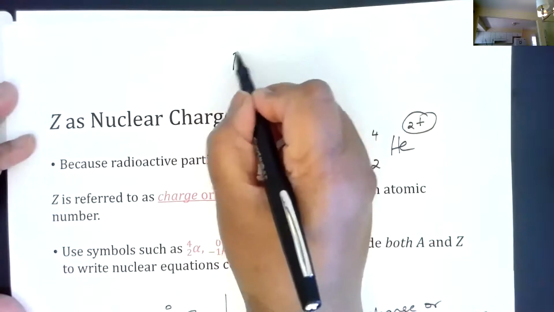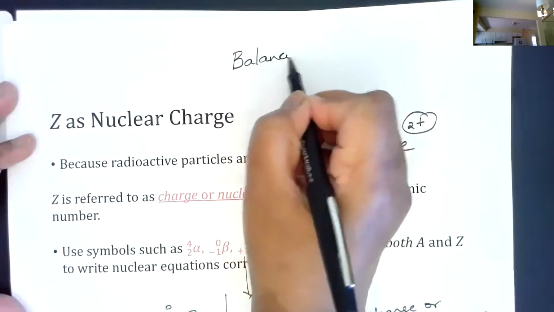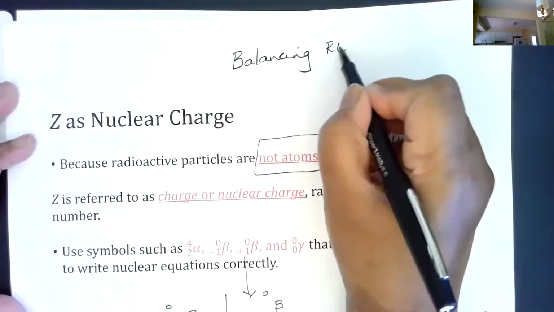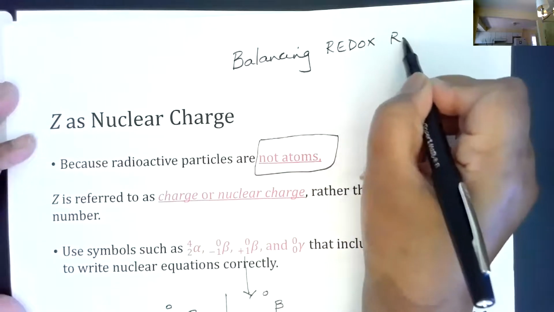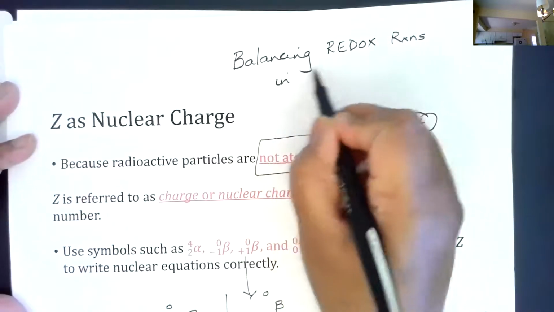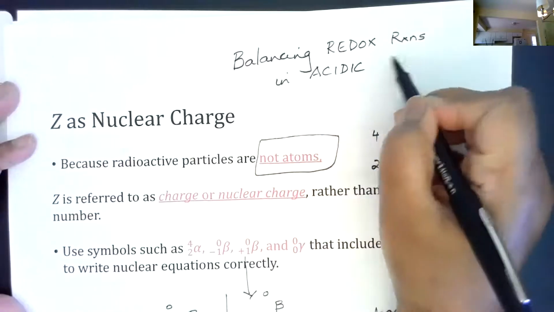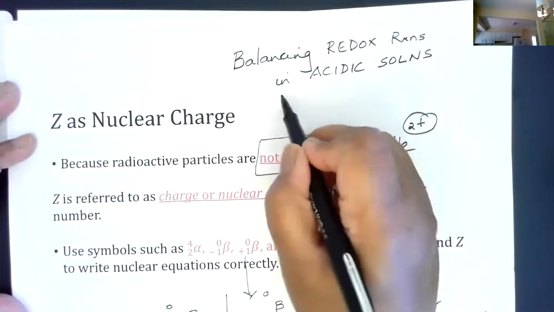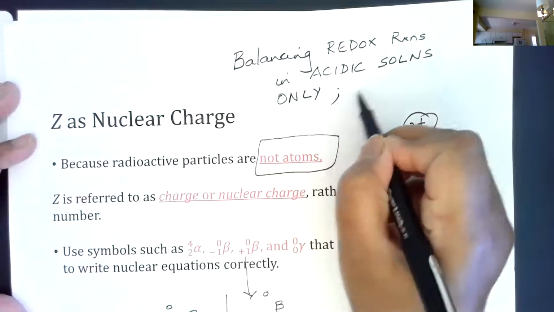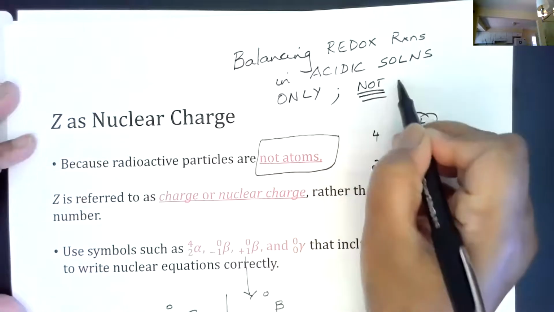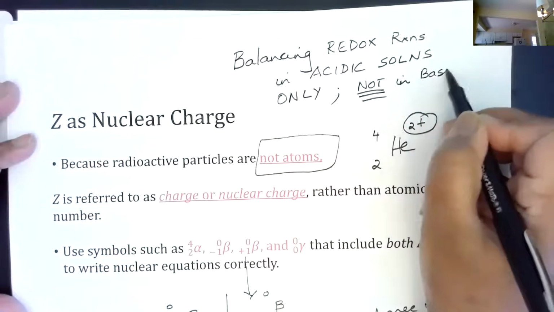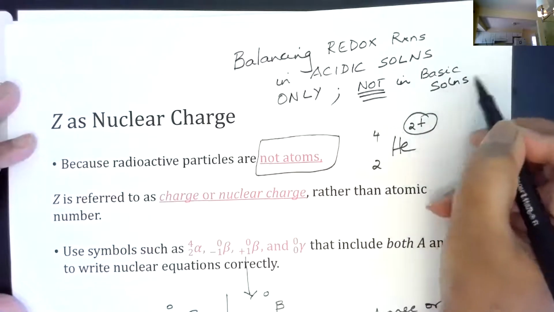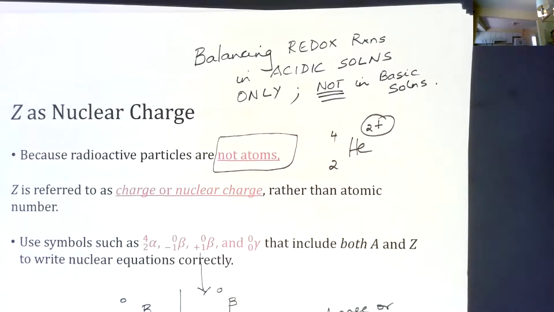I'm going to write it here. Balancing redox reactions in acidic solutions only, not in basic solutions. Okay. I said I was going to do that, but it's a very slight variation. If you need to learn it, you learn it in analytical chemistry. You won't worry about it here. Okay.